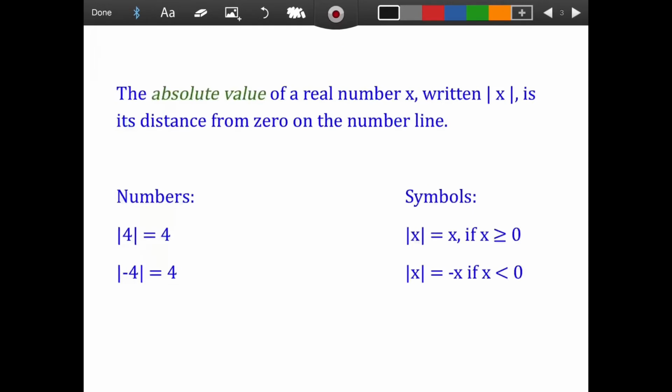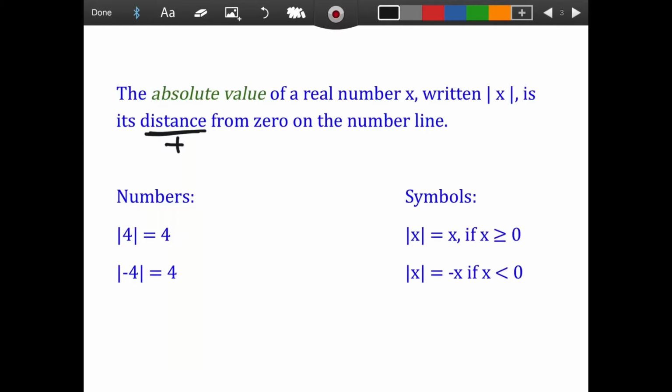So the absolute value of a real number x, written absolute value of x, is the distance from 0 on the number line. And when we're talking about distance, it always has to be positive. So if we represent absolute value with numbers, we can say the absolute value of 4 is equal to 4, and the absolute value of negative 4 is equal to 4.